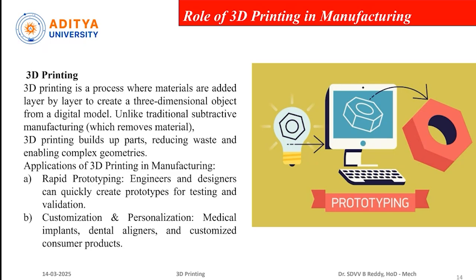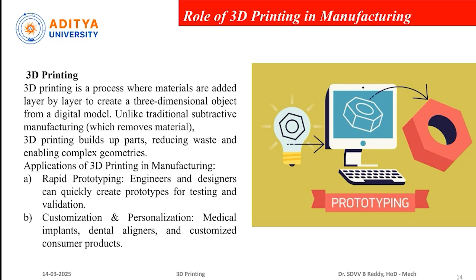See here, traditional subtractive manufacturing removes the material, but 3D printing builds up the parts, reducing waste and enabling complex geometries. These are the applications of 3D printing in manufacturing. See the rapid prototyping: engineers and designers can quickly create prototypes for testing and validation. In the next classes, a few more resource persons can explain how to use 3D printing, what type of material they suggest, and how to design in Tinkercad. Everything will be available. Accordingly, we can follow it, right?